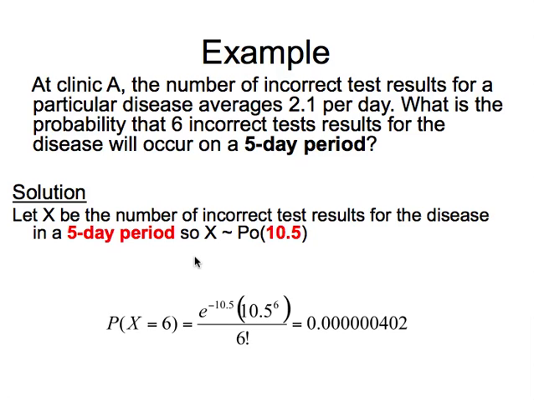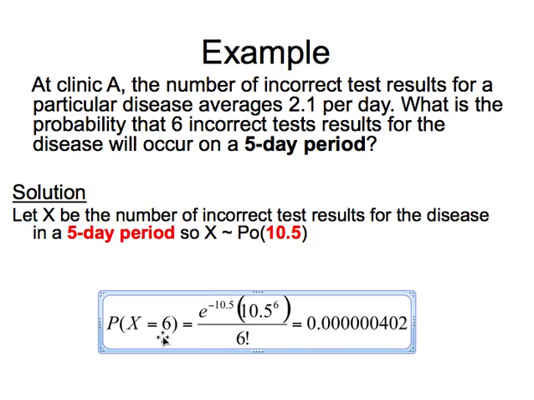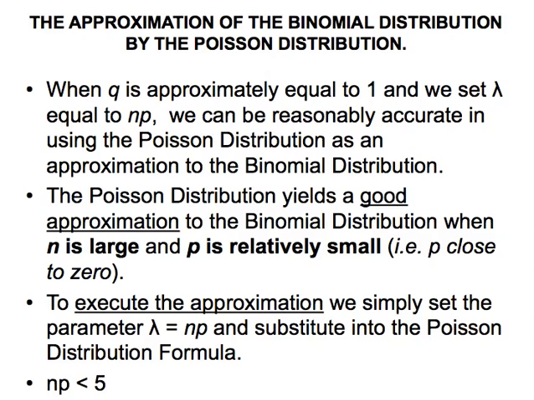And notice my definition for X has changed. X is now the number of incorrect test results for the disease in a 5-day period. So you have to define your X whenever you're working out these problems, and you have to ensure that the lambda corresponds with the time interval, or whatever the interval is. It's not limited to time. So X is equal to 6. You want to find the probability of 6 incorrect test results. Lambda is 10.5, so it's e to the minus 10.5 times 10.5 to the 6 over 6 factorial. Punch it in your calculator and you'll have the answer.